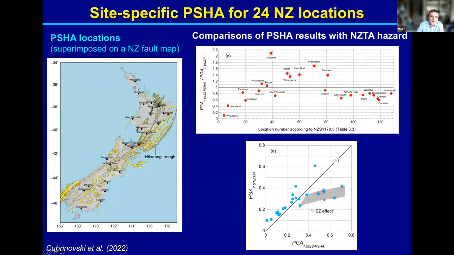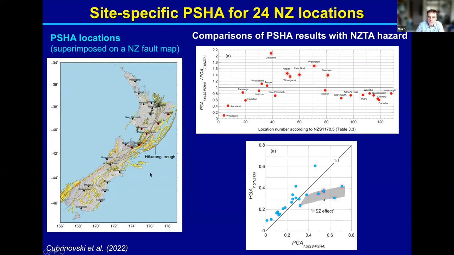So we selected 24 locations. These are shown with solid symbols. And as you can see, they're distributed throughout New Zealand. We really wanted to cover all of New Zealand. We wanted to cover different regions of different seismicity. We wanted to cover major city centers of New Zealand. So that is how those were selected.